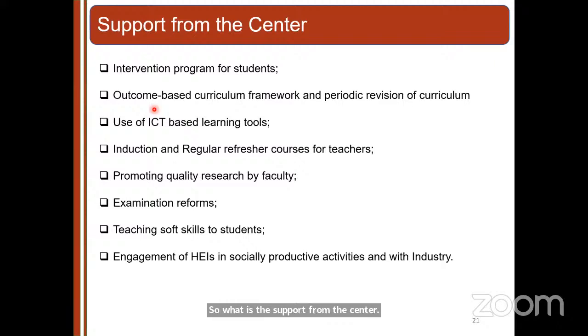Maybe I will take the last point, because the first 5 points are very much known to us, and use of ICT was also already discussed in the previous sessions. We all do the outcome based curriculum and periodic revision, but the last point is very important: engagement of higher educational institutions in socially productive activities with the industry. This is where the ministry is trying to support us.